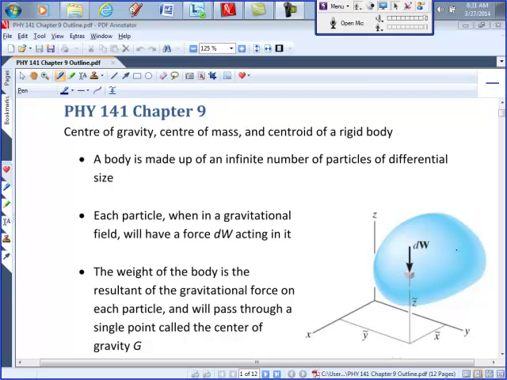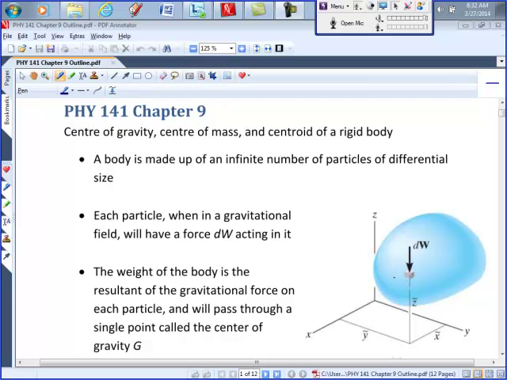So as long as the shape is regular, rectangular, triangular, round, parabolic, we can calculate the centroid fairly easily from tables. If we have an irregularly shaped object, such as this blob here that's shown in the graph, then we're going to have to use calculus. So we would divide up the body into an infinite number of particles of differential size. This little cube here is differential size, and it would have a gravitational force on it that would be dW, a differential weight.